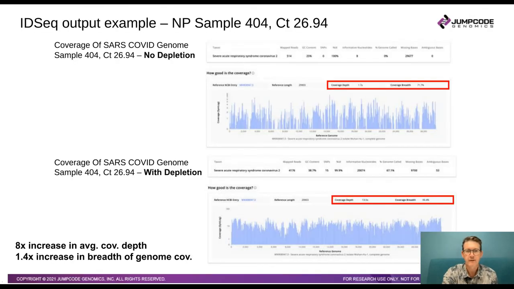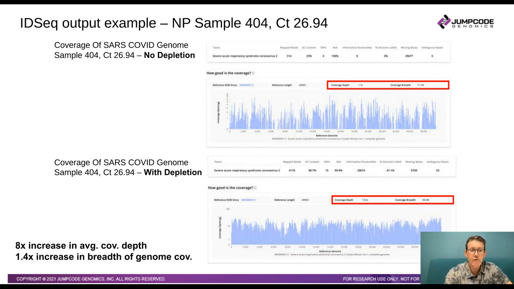And then same type of movement here as we move to the middle sample, sample 404, 1.7x to 13.5x increase in average coverage at 10x, and a 71.7 to 99.4% increase in breadth of coverage.